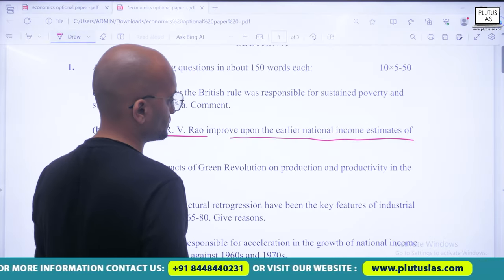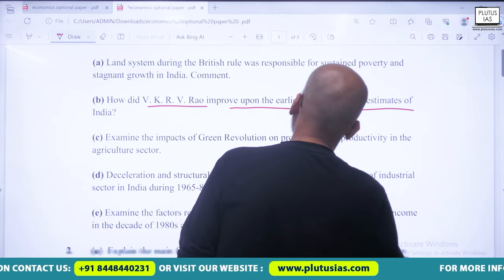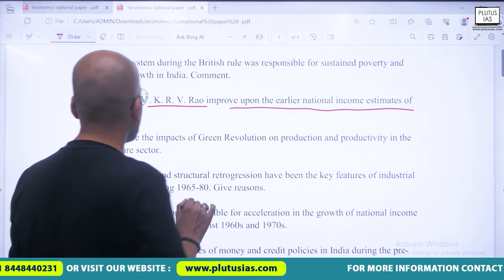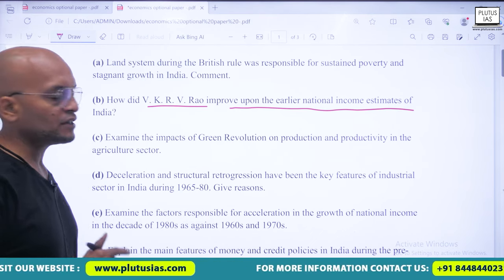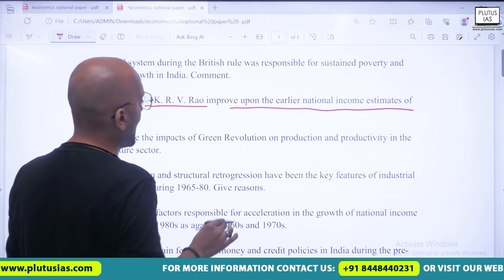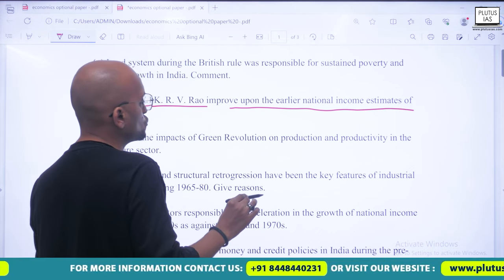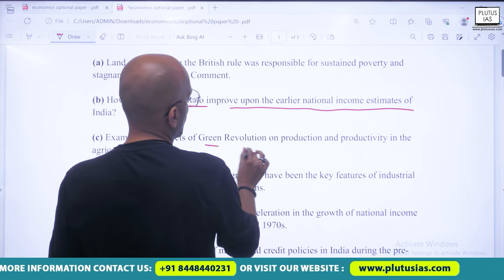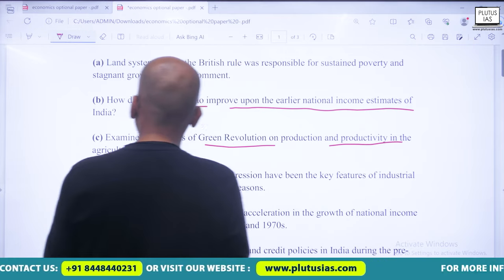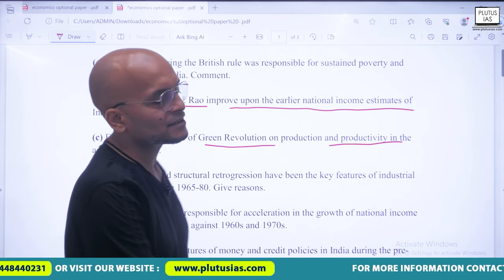Next question. So the question is, examine C part of first question. Examine the impacts of green revolution on production and productivity in the agriculture sector.